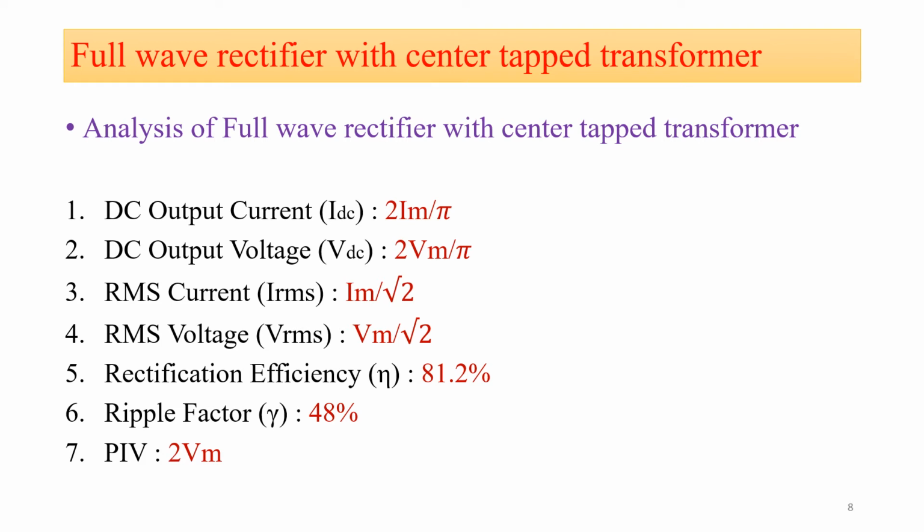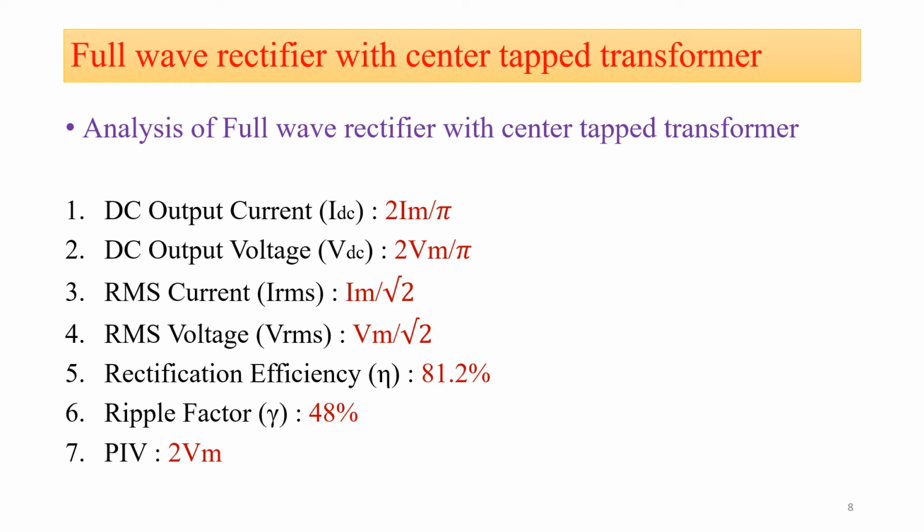Now the analysis of full wave rectifier with center tap transformer. The first parameter is the DC output current, which for the full wave rectifier with center tap transformer is 2 Im by pi. Similarly, the DC output voltage, that is VDC, is equal to 2 Vm by pi. Then the RMS current is equal to Im by root 2. Then the RMS voltage is equal to Vm by root 2.